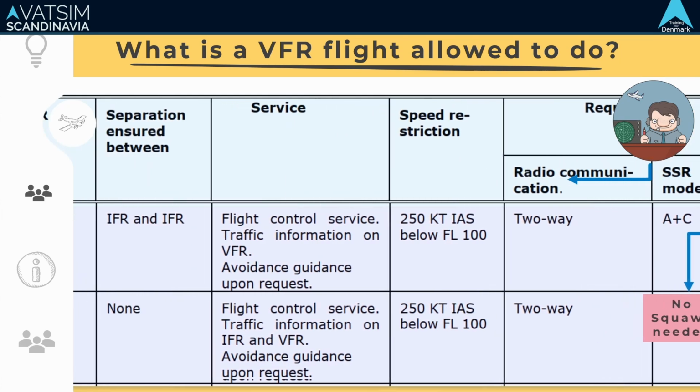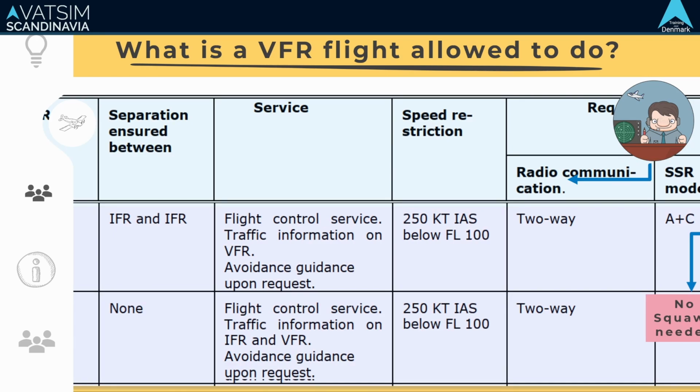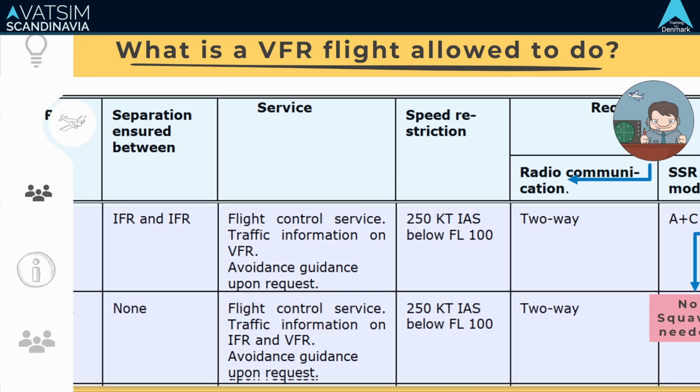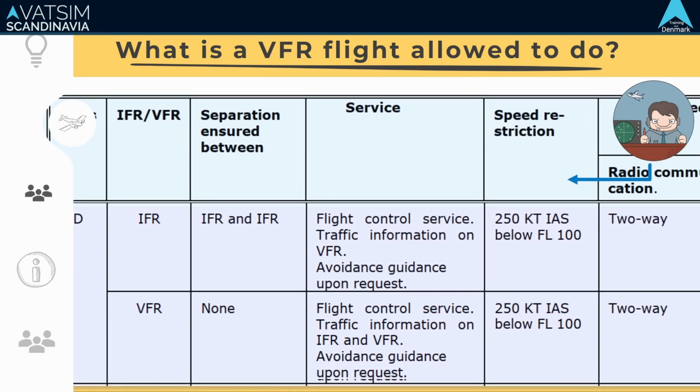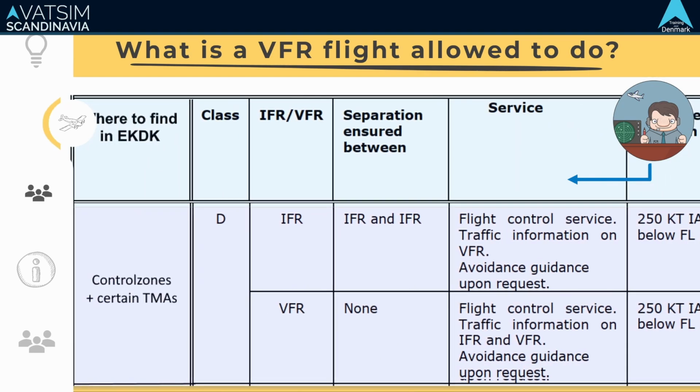Next is radio communication. Yes, of course, there needs to be radio communication. That's self-explanatory. And speed restriction, we will not even discuss. Next one is interesting. Flight control service. What services should you provide the pilot? This is also a point where a lot of students fail to understand. You have to provide him flight control service.